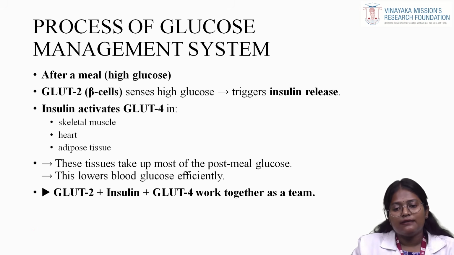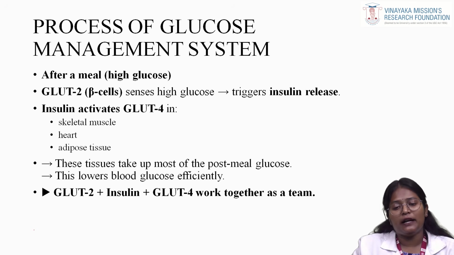GLUT2 in the beta cells senses high glucose. So if there is high glucose in the bloodstream, the beta cells sense that high glucose levels are there and that they have to release insulin. So GLUT2 transporters will trigger the insulin release. As I told before, the insulin is stored in vesicles inside the beta cells. This insulin activates GLUT4, as GLUT4 transporters are insulin dependent. When GLUT2 senses the high glucose and releases insulin, this released insulin goes to the GLUT4 transporter.